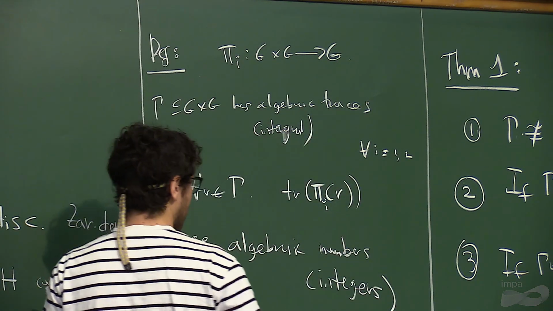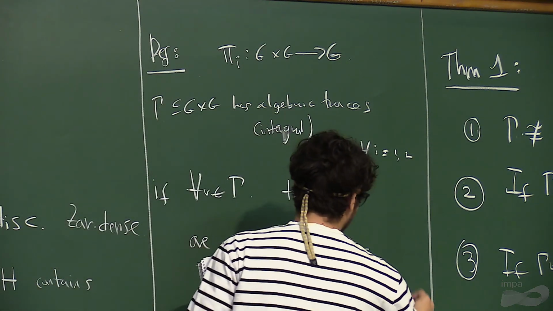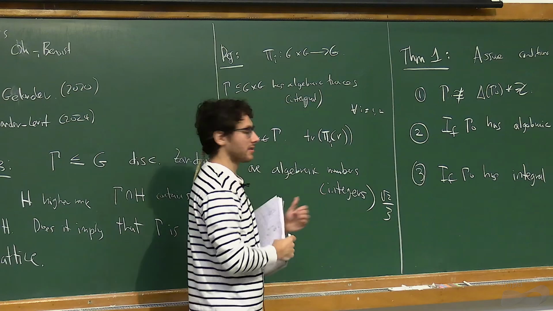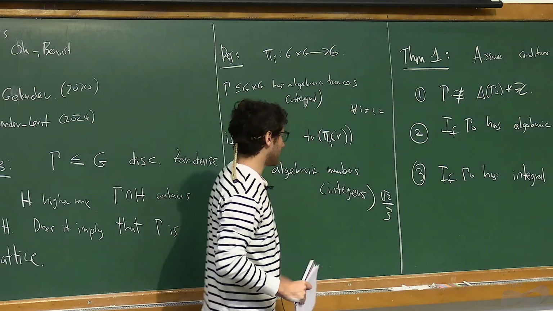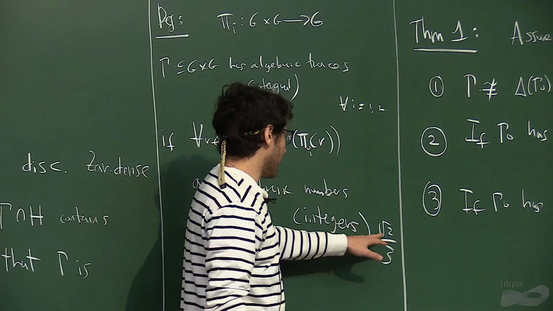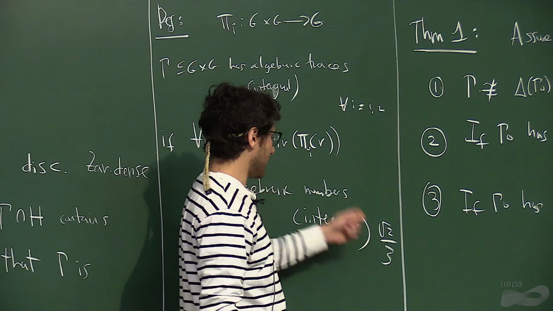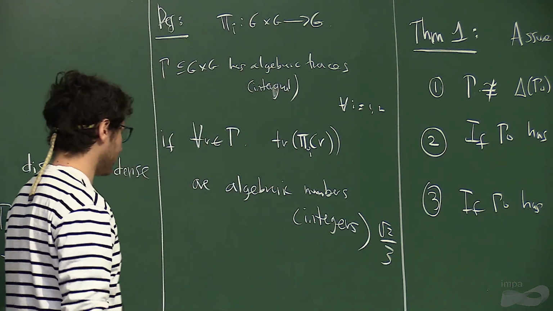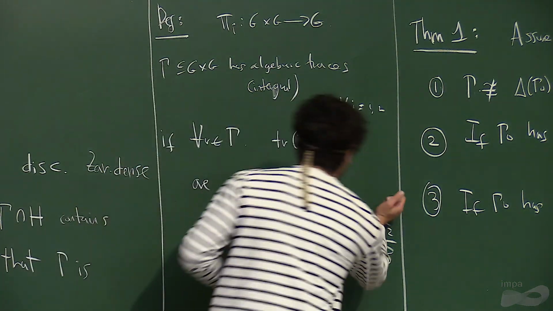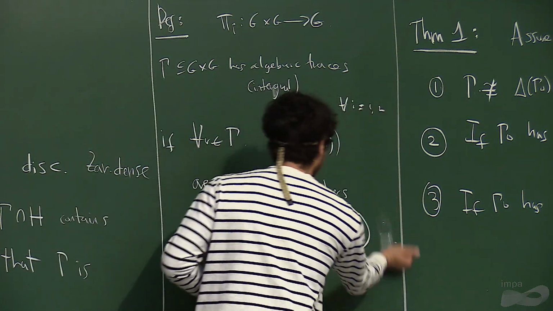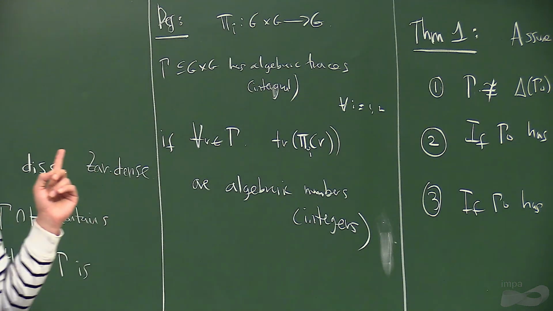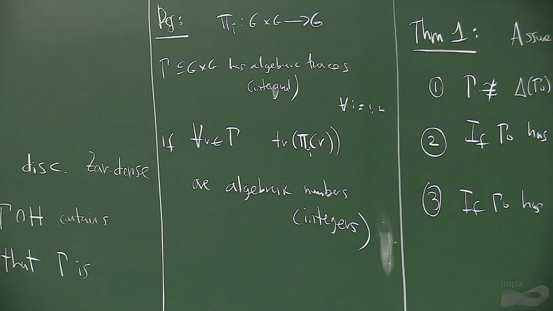So this number is an algebraic number, but it's not an algebraic integer. It doesn't satisfy a monic minimal polynomial: the top coefficient is a number that is not 1. So this one is not an integer. Are there any questions about the statement?